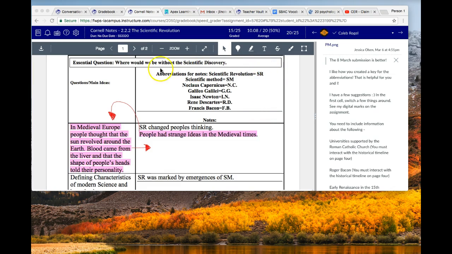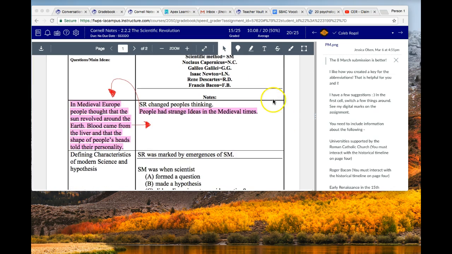I do like the way that you wrote this key here, and I think this is a great strategy to use when you're writing your own notes, especially when it comes to a lot of different people. So abbreviating them and then reminding yourself, and actually me too, what the abbreviations mean is awesome.